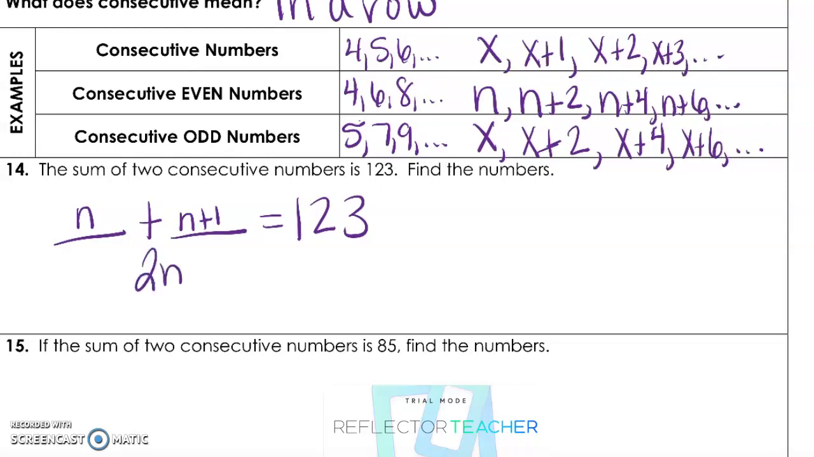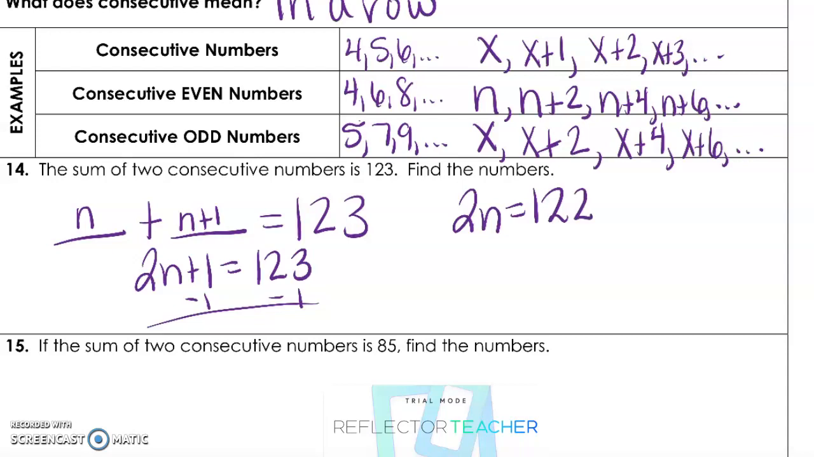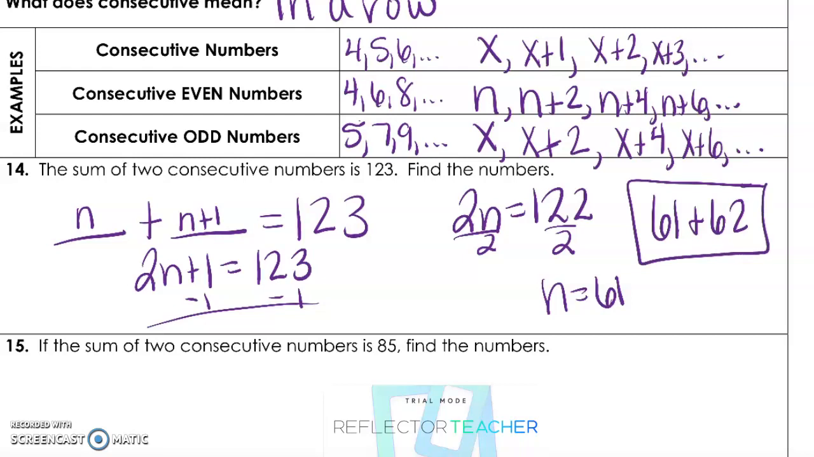So 2n plus 1 is equal to 123. So I'm going to subtract 1. 2n equals 122. Divide, and n equals 61. So that means my numbers are 61 and 62. Those two do add to 123.